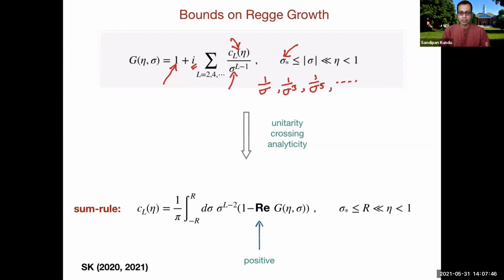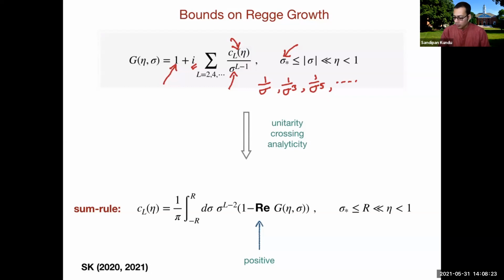Also, one may ask the following question: why am I only including even L terms? Why not L equals 3, L equals 5, L equals 1? I can start with all these other terms as well, but it's very easy to show that the coefficients of all these terms must be exactly 0. The reason is actually very simple. It is related to the fact that only even spin operators can appear in the OPE of identical operators. So that dictates that this sum can only have even L contributions.